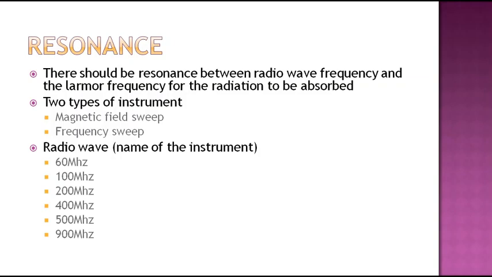If we sweep, for example, if CH3 absorbs at 60 megahertz radiation, then CH2 may absorb at 61 or 62, whatever it is. That is the difference you can study. This is how you can record an NMR spectrum, but usually that is not done.